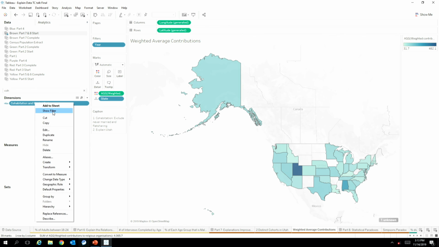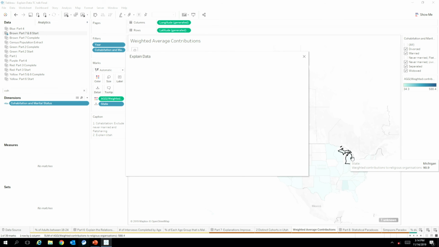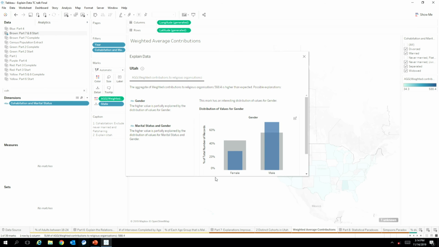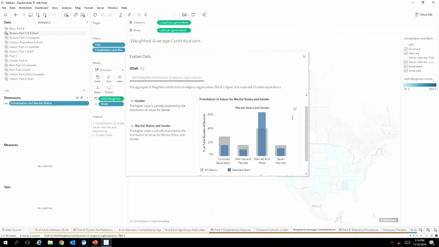so let's exclude, we've learned a few things. We've learned that never married flat sharing people are different, so I'm going to exclude them. And I've added in this calculation that splits out gender for married people, because we've learned that that's interesting as well. So if we come here and explain weighted religious contributions for people in Utah, gender comes up. There's a much higher proportion of men. And then when you break the gender out by marital status, you see that there's a much, much, much higher proportion of married men versus married women.